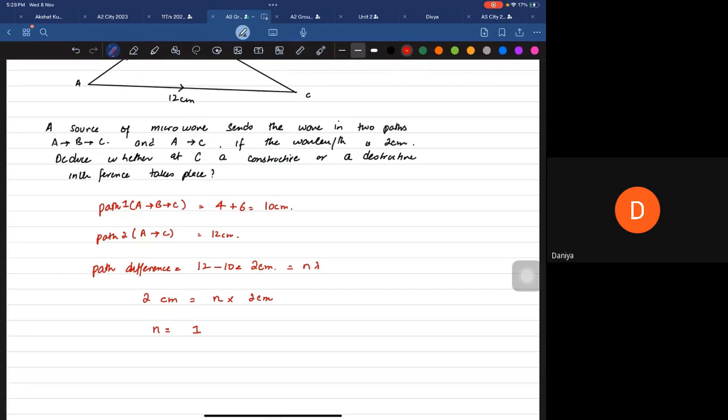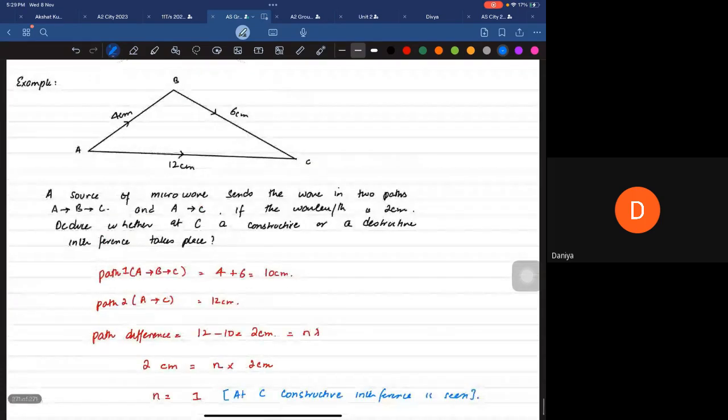What does that mean? The whole numbers represent? Constructive. Yes, so we'll say at C, constructive interference is seen. Did you guys get it? So simple like that. Yes. Very, very nice. So you can copy this, please. If you have any questions, ask me, and then I'm going to give you people a question. And then we'll move to diffraction grating.